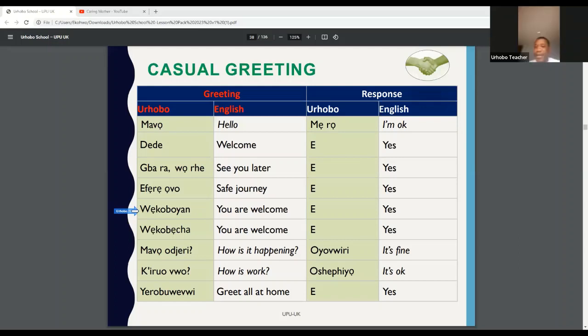Yes, it has nothing to do with gender. It's just different ways of saying it. You are welcome, Wekobenya. Wekobecha. Okay, now let me explain something to you. That last word you are saying, the onya, it means walk. W-A-L-K. So if somebody comes visiting, Wakobonya, that means you walked well. That means we are welcome.